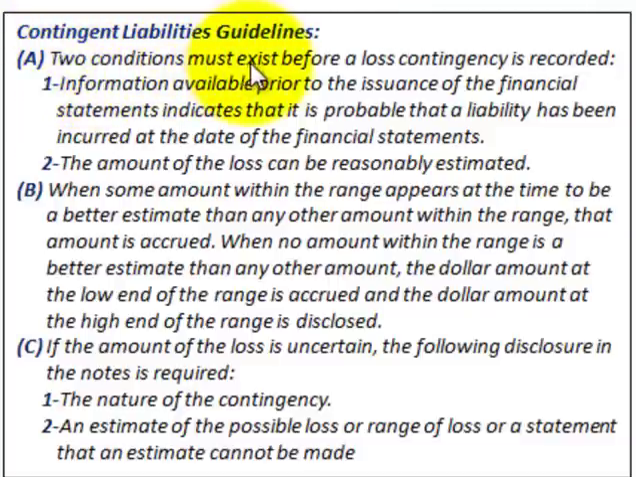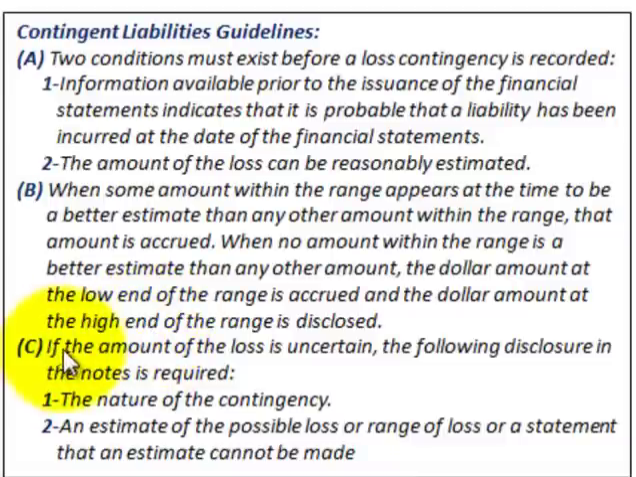A, two conditions must exist before a loss contingency is recorded. Number one, information prior to the issuance of the financial statements indicates that it's probable that a liability has been incurred at the date of the financial statements, and two, the amount of the loss can be reasonably estimated. B, when some amount within the range appears at the time to be a better estimate than any other amount within the range, that amount is accrued. But when no amount within the range is a better estimate than any other amount, the dollar amount at the low end of the range is accrued, and the dollar amount at the high end of the range is disclosed on the financial statements.